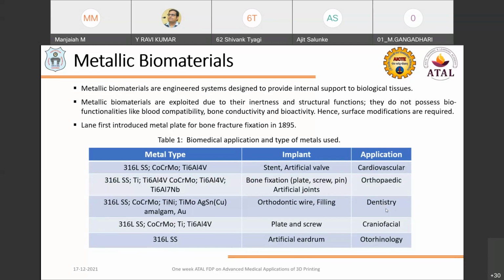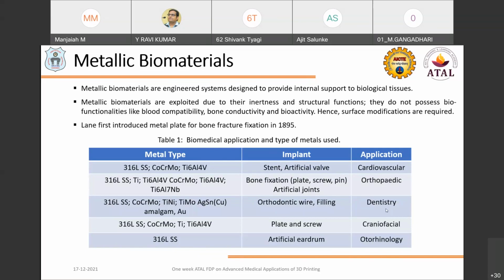Lane first introduced the metal plate for bone fracture fixation in 1895 itself. It was with the help of stainless steel, 316 stainless steel, introduced when the bone is fractured, that it can be fixed with these kinds of metal plates of stainless steel. Here you can see what kinds of metal types and alloy types can be used for the required applications, the different kinds of implants in particular applications.